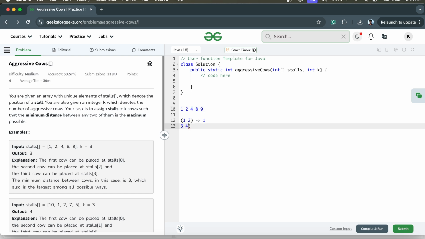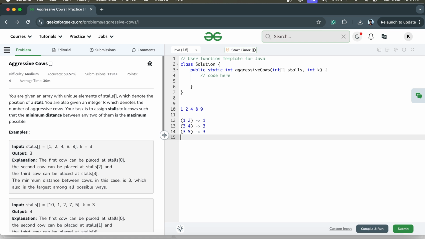So these different distances we got by placing the cows at different stalls. What is the minimum between them? 3, correct? Now if we put the first cow here, the second cow here, and the third cow here, what are the distances between them? Between 1 and 4 it is 3, and between 4 and 9 it is 5. The minimum distance is 3. So this is another possibility.